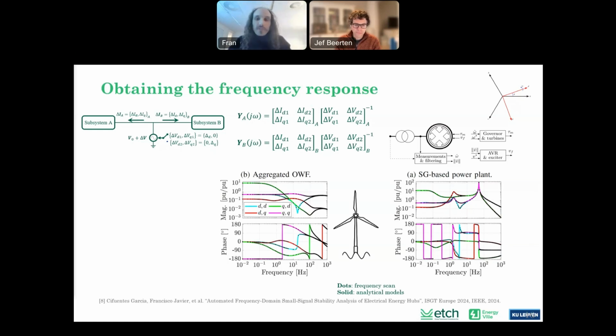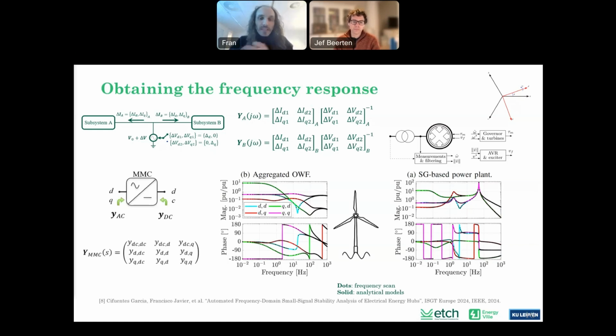And of course, you can do this for any kind of subsystem. For instance, if you were to look at an MMC, which has both AC and DC side, you need its 3x3 matrix, and you can obtain it in PSCAD. Now you don't only have one analysis point, which would be the AC in the previous examples, but now you also have a DC side.